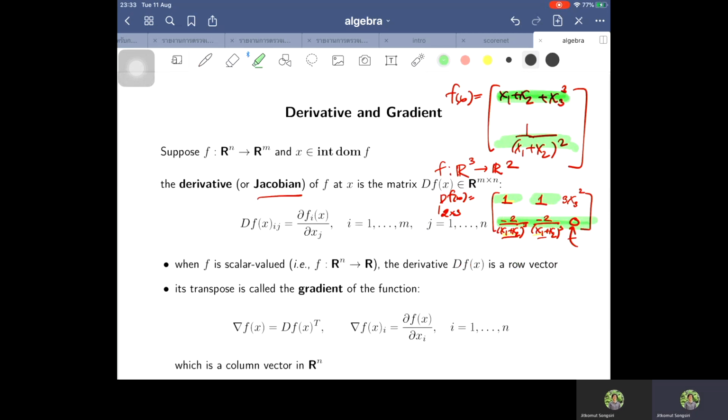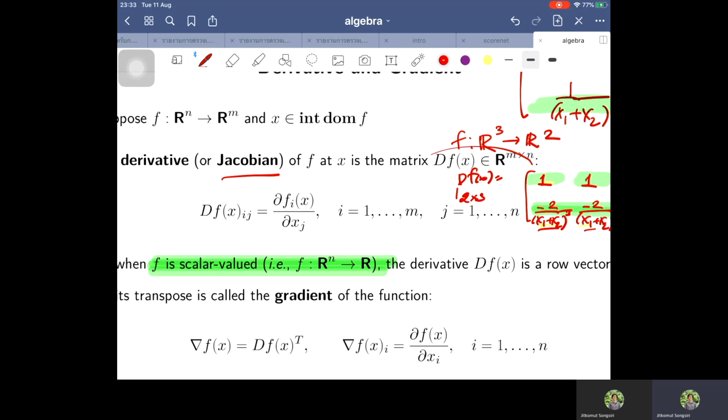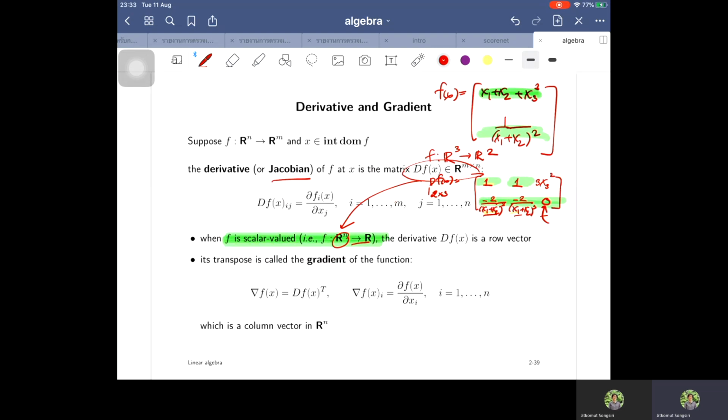When we talk about a scalar valued function, which is typically the case in engineering problems, f maps from Rn to R. For example, your f of x is the norm squared. This is a very typical, very common example. It maps from a vector x in Rn to a scalar value. From the definition, of course, the Jacobian matrix is going to be 1 by n, so it's going to be a row vector.